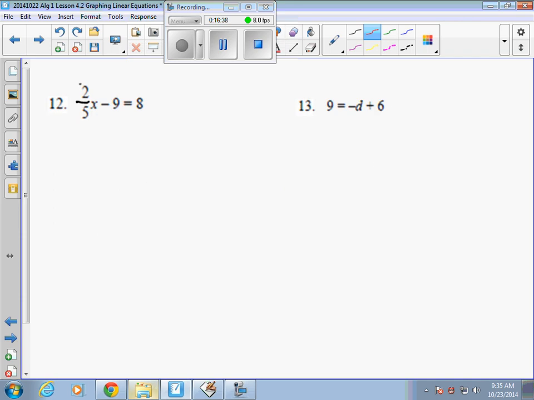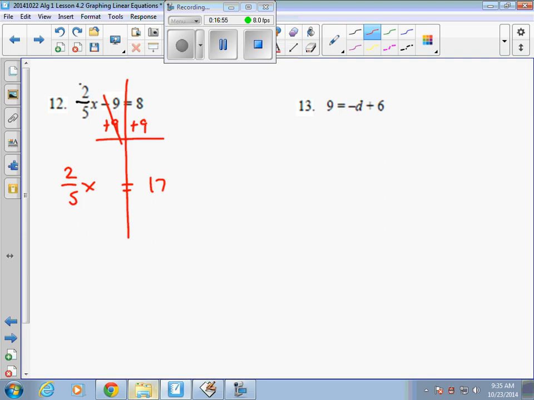Number 12 says 2/5 x minus 9 is equal to 8. Again, get rid of minus 9 by adding 9 to both sides. If you add 9 to the left, add it to the right. So what you have now is 2/5 times x is equal to, that's gone, 8 plus 9 is 17.